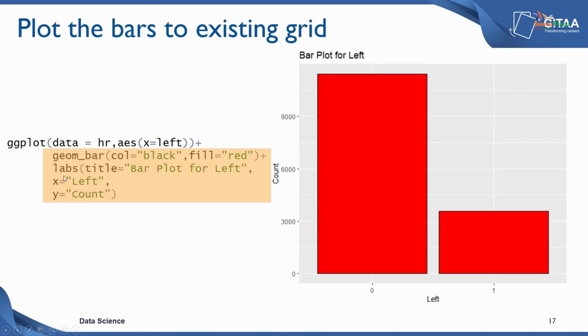So the next layer I've added is the title, X and the Y axis. That can be done using the function labs. I'm calling the title of the plot bar plot for the variable left. The X axis I'm calling the variable left, and the Y axis I'm calling count. This variable has two categories, 0 and 1, and the corresponding frequencies can be found under the Y axis, which I've called count. So this is how a bar plot looks, and once you execute it, you should be able to get the bar plot that's given on the right.